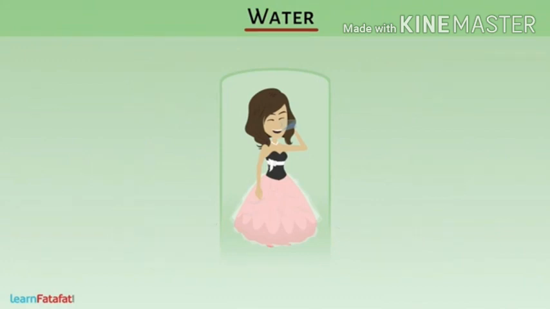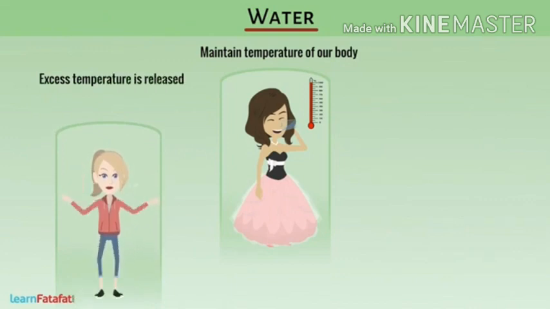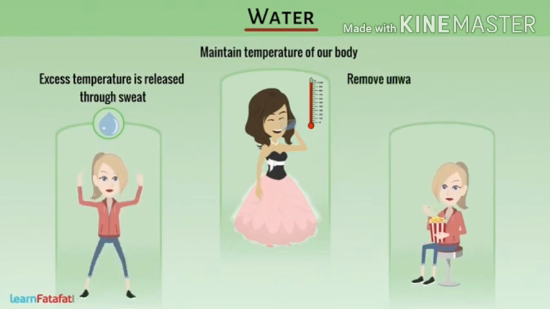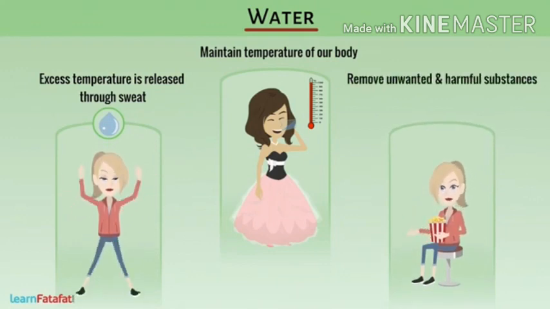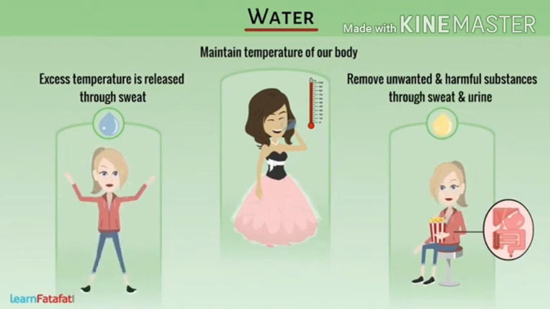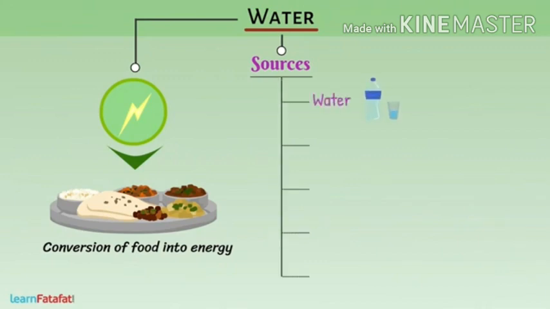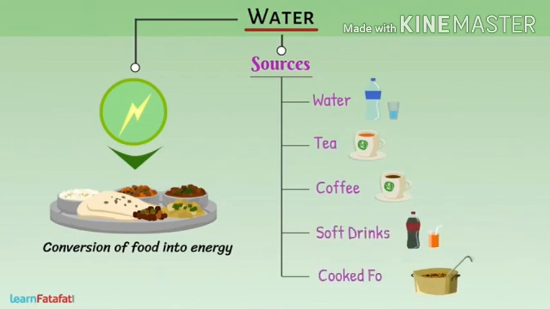It is essential for maintaining the temperature of our body. The excess heat is released outside the body with the help of sweat. It also helps remove unwanted and harmful substances from the body through sweat and urine. It also helps with the conversion of food into energy. Other sources of water are tea, coffee, soft drinks, cooked food, etc.